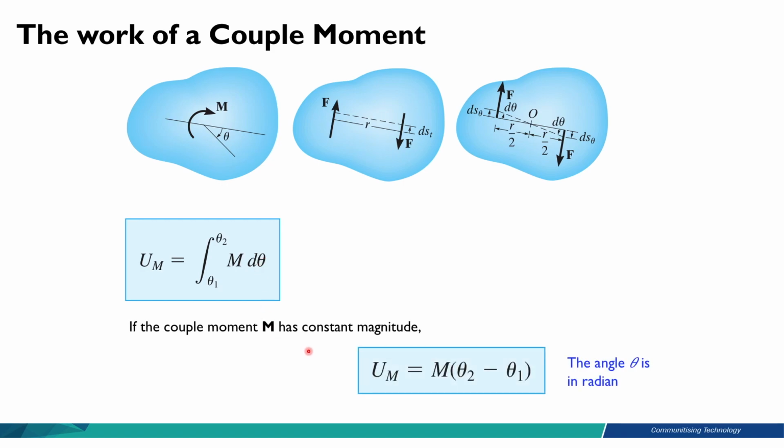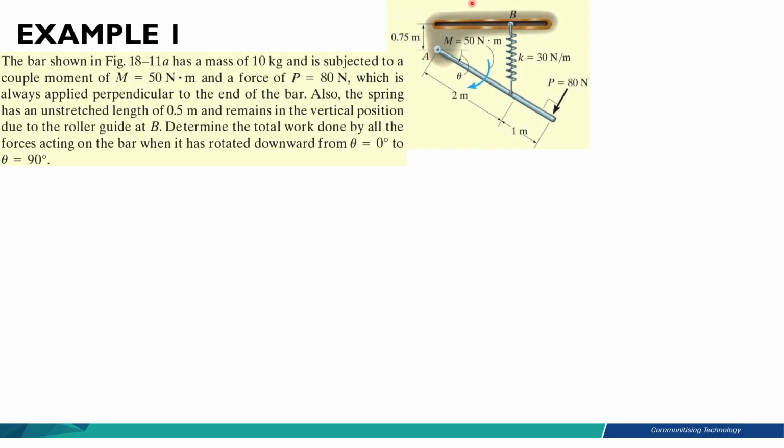And if the couple moment M has constant magnitude, it does not change throughout the motion, then simply the work done by the couple moment, UM, is equal to the couple moment multiplied by the change of angle, and please make sure that the angle is in radians, it is not in degrees. Okay, let's take a look at an example here.